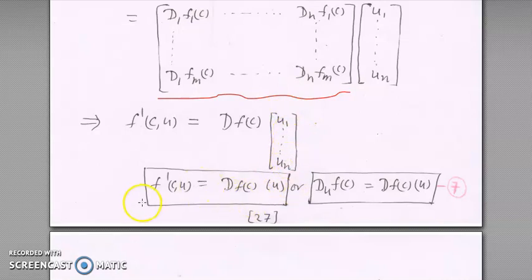So you can write it as f dash cu is equal to dfc into u, or in place of f dash cu you can also write dufc. So dufc is equal to dfc into u. So these are the two ways of writing the same thing.